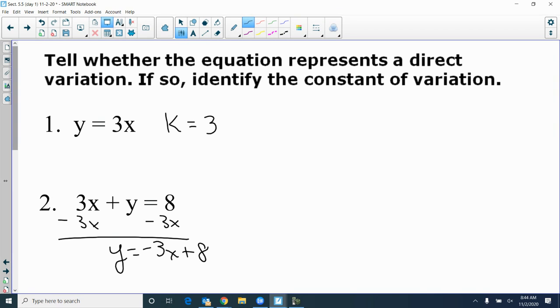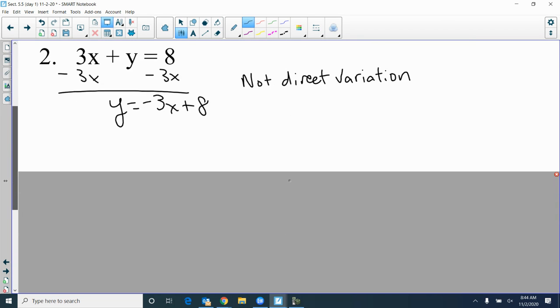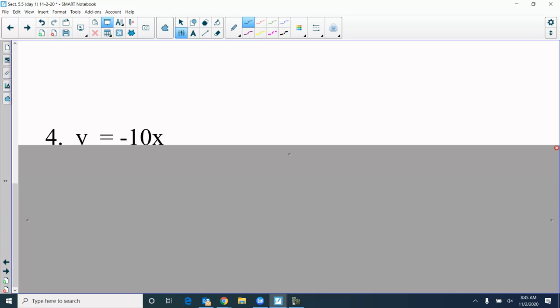So anytime you see direct variation, you want to think y equals kx. The first one is written nicely. You just say k is 3. Yes, it is direct variation. But in this case, just say not direct variation. So the two quantities aren't directly related. All right, that third one, write down the third one, which is, whoops, hold on.